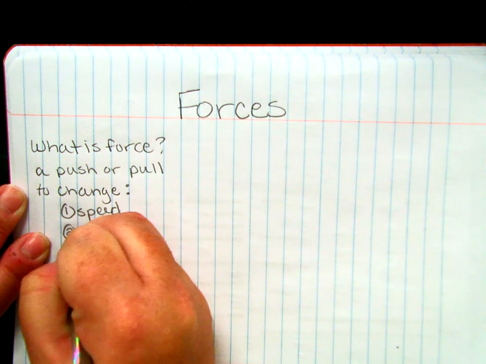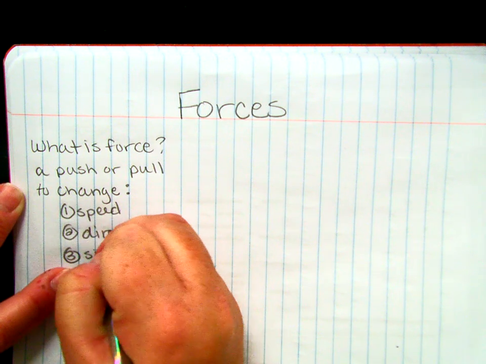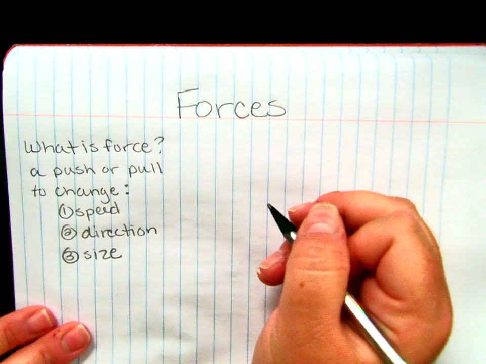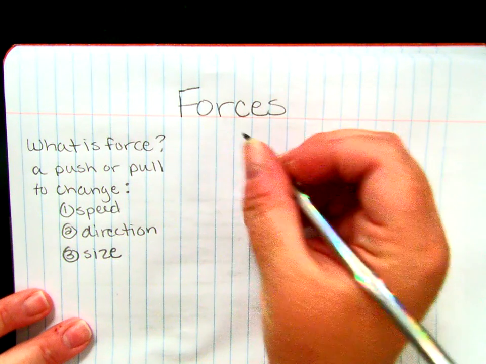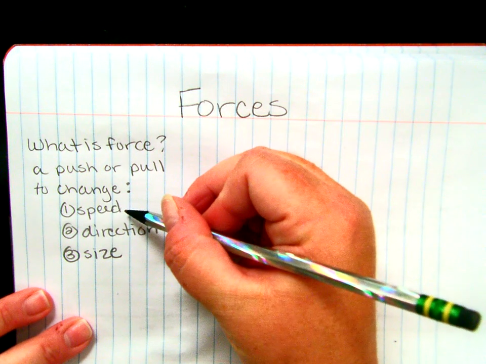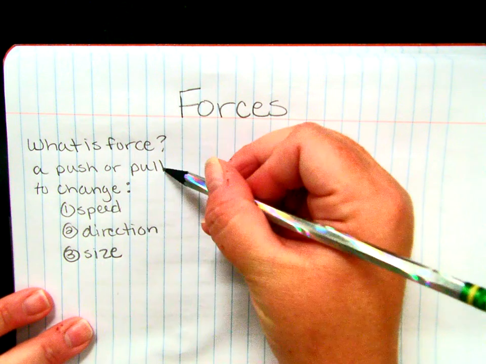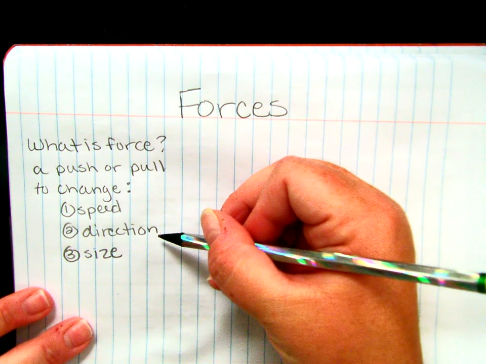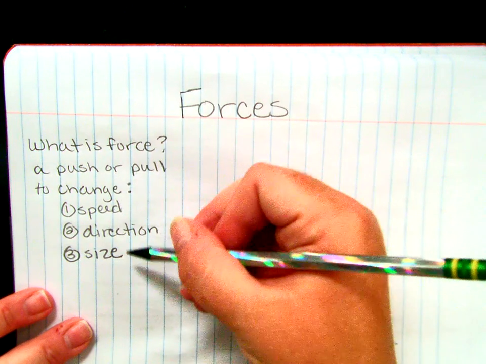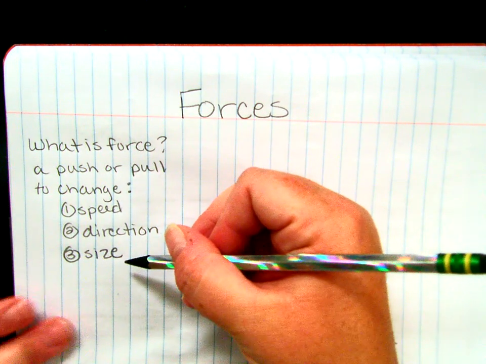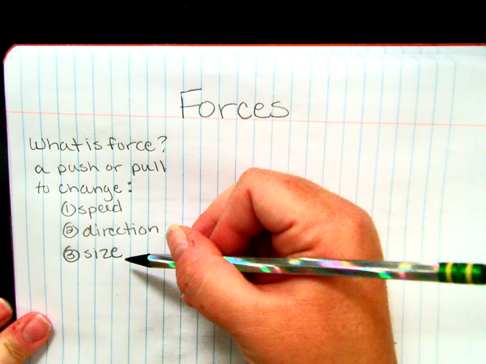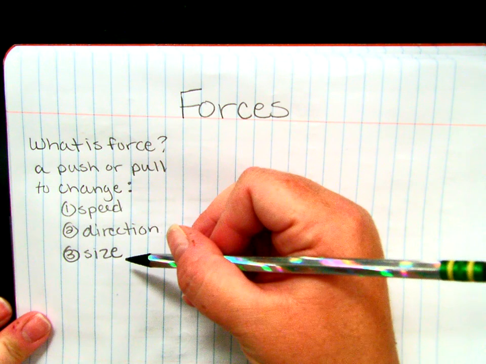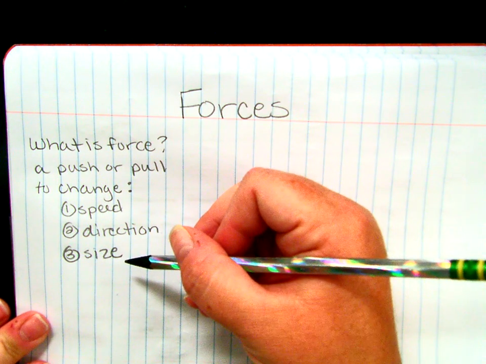Or 3, its size. So whenever we're thinking about this, if I'm pushing or pulling something to change its speed, that means I'm making it go faster or slower. If I'm pushing or pulling something to change its direction, so I'm changing where it's headed or coming from. And if I'm pushing or pulling it to change its size, think about like taffy, where you stretch out a piece of taffy and it becomes long, or a rubber band or a slinky or something like that, or squishing Play-Doh to make it into a more condensed version of a shape.